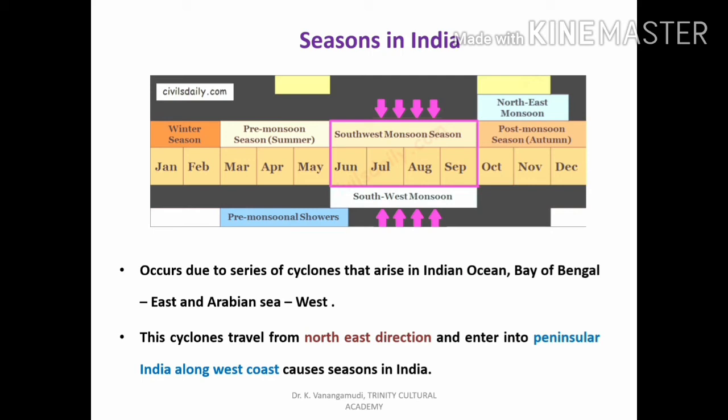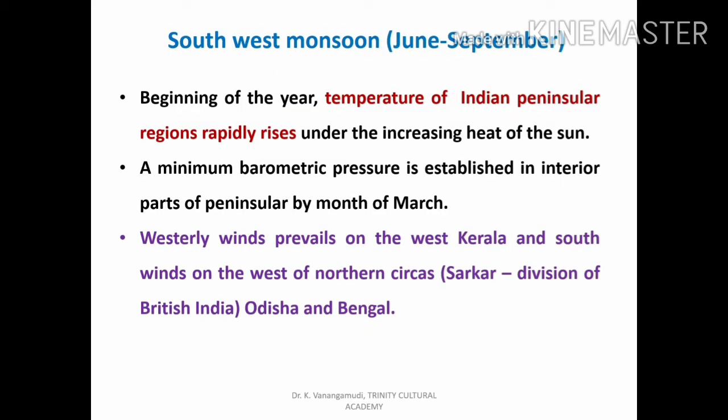The rainfall occurs due to a series of cyclones that arise in the Indian Ocean, namely the Bay of Bengal in the east and the Arabian Sea in the west. These cyclones travel from the northeast direction and enter into peninsular India along the west coast, causing the seasons in India. Let me talk about the southwest monsoon first, that takes place during June and September.